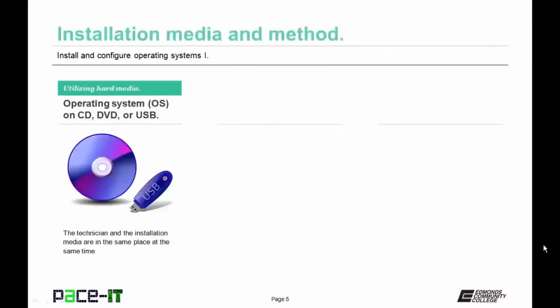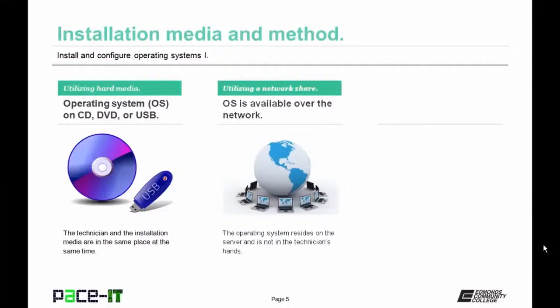So for installation media, the first thing that you can do is an installation of the operating system using hard media. Think CD-ROM, DVD, USB, portable hard drive, so on and so forth. Another type of media that you can use is the network share. The operating system is available over the network and the media is not in the technician's hands.